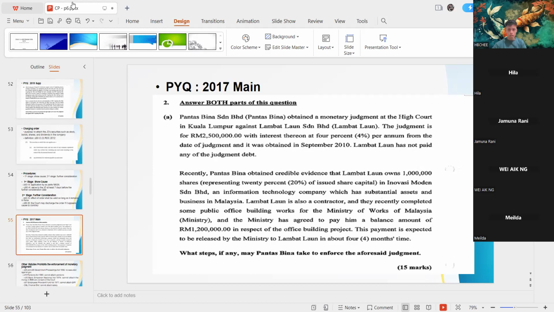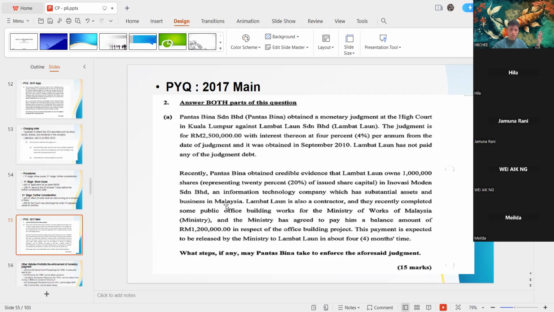Okay, I can see most of the answers are there already. To summarize everything, first we look at the information available in the question itself. The first evidence is that he owns 1 million shares in this company. First thing is the charging order, because of the shares. Then the second thing is the substantial assets, so the second one is the writ of seizure and sale.